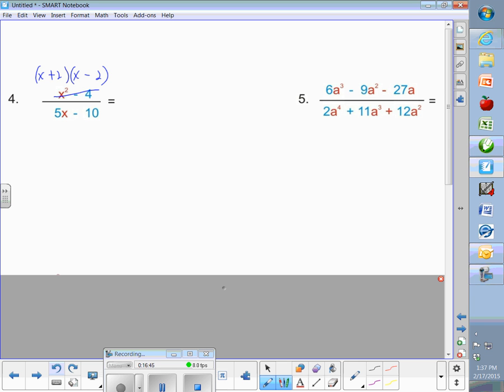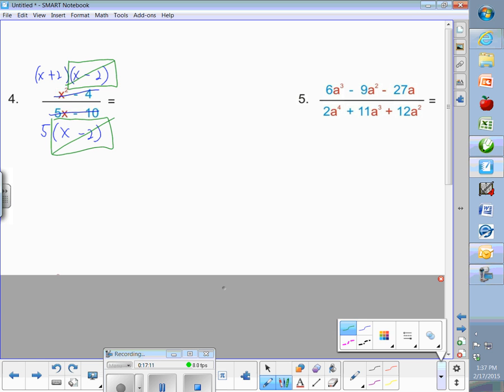You look at the bottom. I hope your brain says factor out common factors first. Let's take out a common 5. Leaves you an x minus 2. Now look what I can do. I can take this whole factor, the whole quantity x minus 2, with this whole quantity x minus 2. And because the whole thing is a factor, I can divide them out. All right, where do we end up? x plus 2 over 5. And that's the solution. That's the solution.